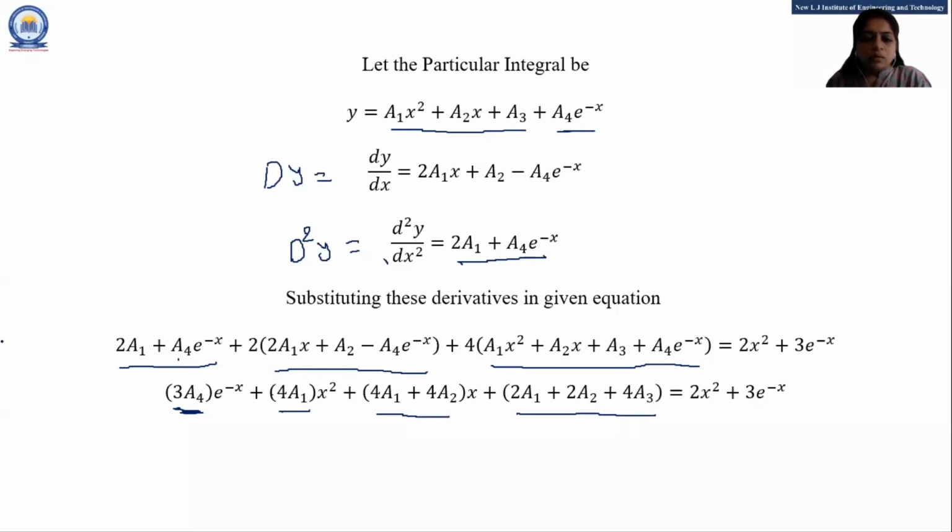Constant term is this one, 2a1 plus 2a2 and 4a3. Right hand side, keep it the same. Okay, now what to do? Our next step is we have to compare both the sides, right? So the multiple of e raised to minus x, that is 3a4. And here the multiple of e raised to minus x is 3.